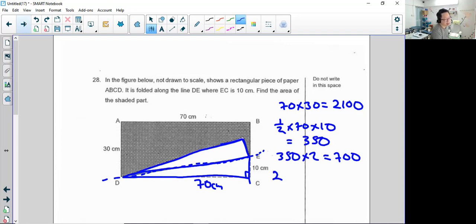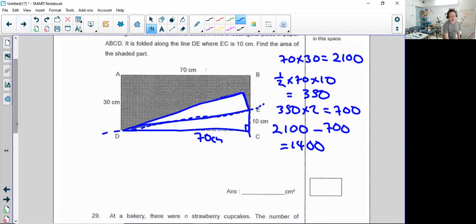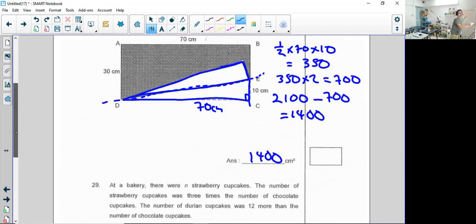So what's the shaded part? You take the entire area and minus, take away the unshaded, and you will get your shaded area, which is 1,400 centimeters square. So what's the method here? The method here is take away method. Okay, 1,400 centimeters square. And the answer is correct. Okay, let's go to question 29.